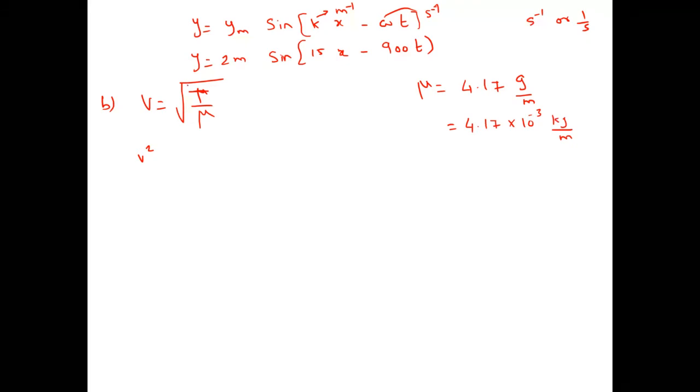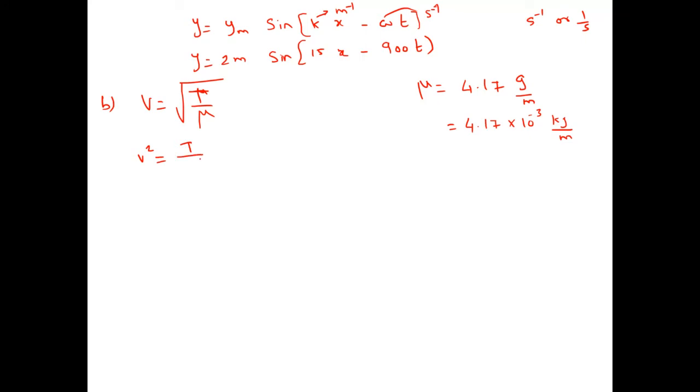If you square this, what will happen? The square root will be gone. So you will get T over mu. Am I right? Yes. Now if you rearrange this equation in terms of T, you will get V square mu, which is equal to T. Am I right?